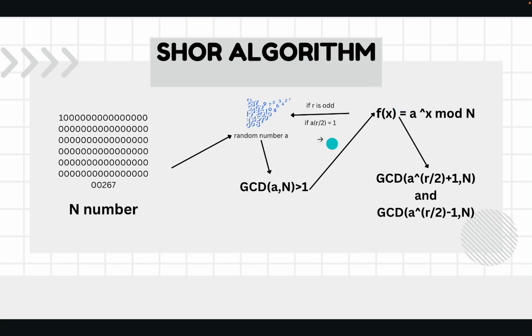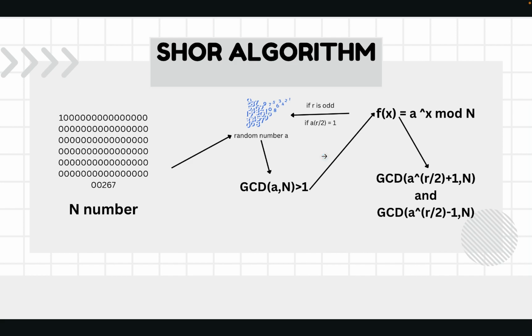So the period is related to the order of a modulo n. If r is even and a^(r/2) is not equal to minus 1 mod n, then proceed to the next step. Otherwise, go back to step 1 and choose a new a.